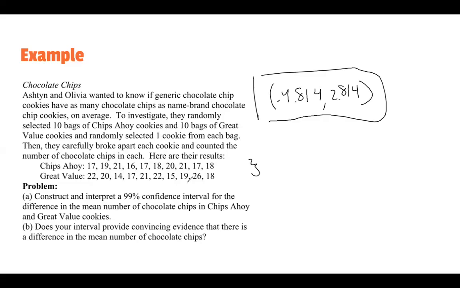Part B says, does your interval provide convincing evidence that there is a difference in the mean number of chocolate chips? Well, we briefly talked about stuff like this in chapter 8 with confidence intervals, but basically, is there a difference? Well, if there's not a difference, that means zero is the difference. Is that in the interval? Yes, zero is in the interval, meaning there's not convincing evidence that there is a difference in the mean number of chocolate chips. Since zero is in the interval, it's a very plausible value, meaning that it's plausible that there's no difference. So there is no convincing evidence that there is a difference. So B just says no, and then you have to explain why and everything.